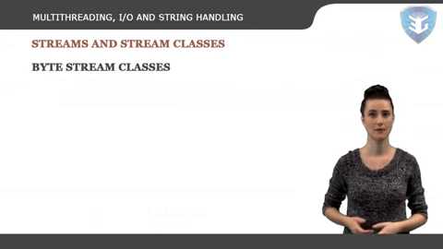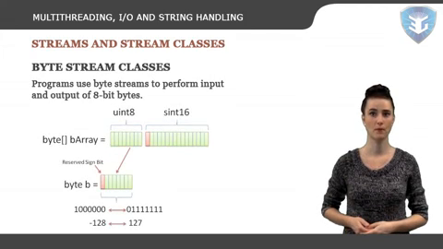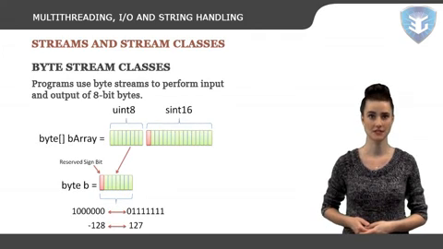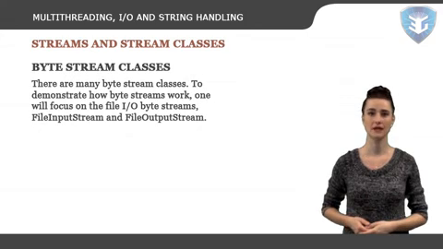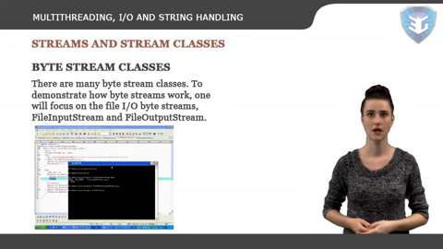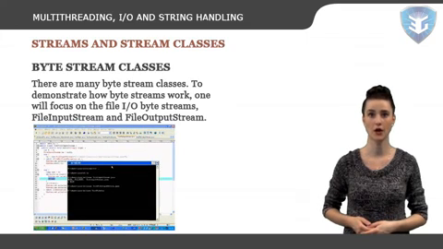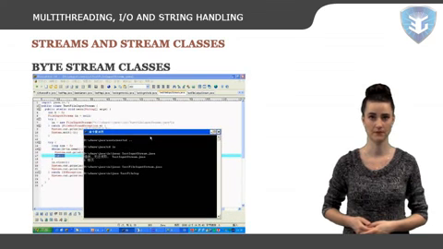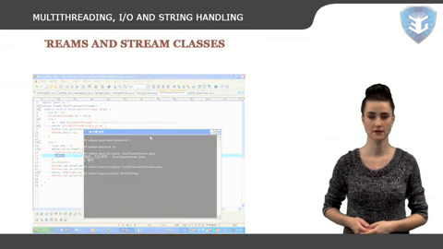Let's understand byte stream classes. Programs use byte streams to perform input and output of 8-bit bytes. All byte stream classes are descended from input stream and output stream. There are many byte stream classes. To demonstrate how byte streams work, we will focus on the file I/O byte streams, file input stream and file output stream. Other kinds of byte streams are used in much the same way. They differ mainly in the way they are constructed.